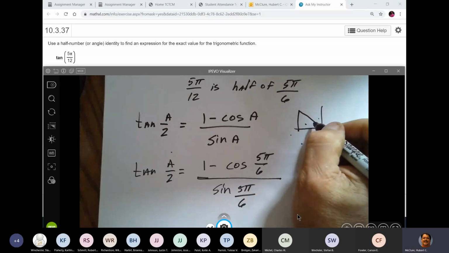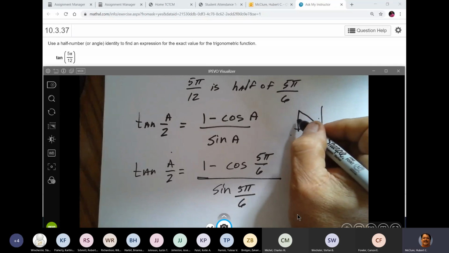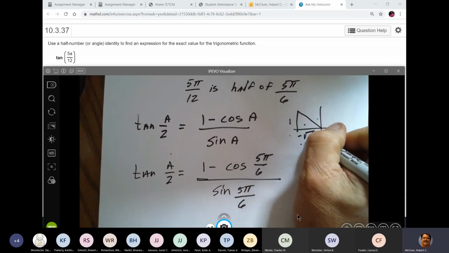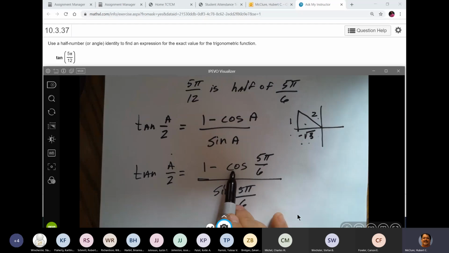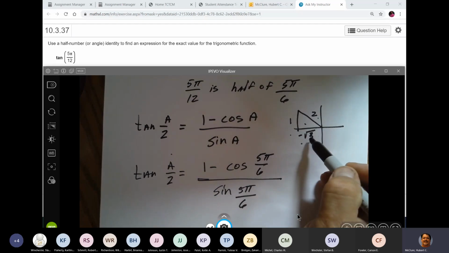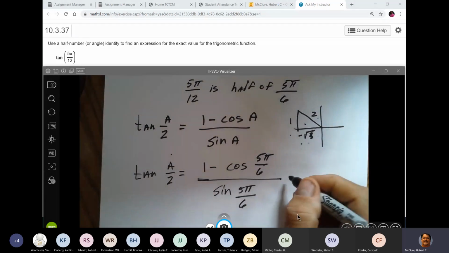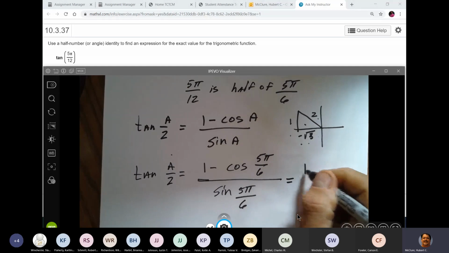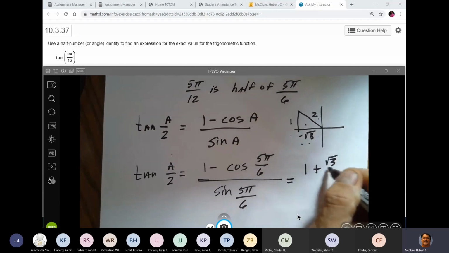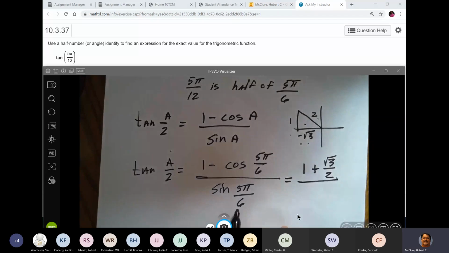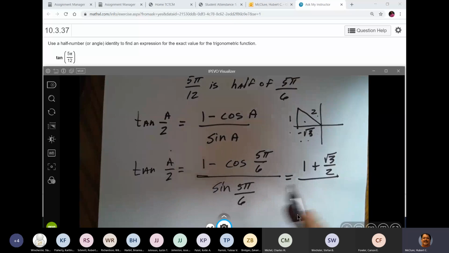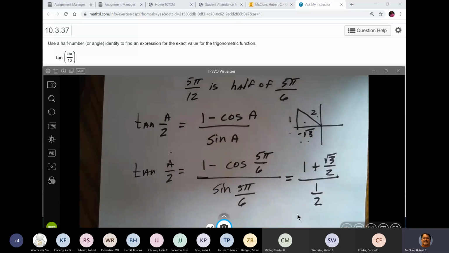So 150 degrees, which would be 1, negative square root of 3 and 2. So the cosine would be negative. So that'd be 1 plus, y'all check me, 1 plus the square root of 3 over 2 over the sine. Okay, the sine would be 1 over 2, correct?